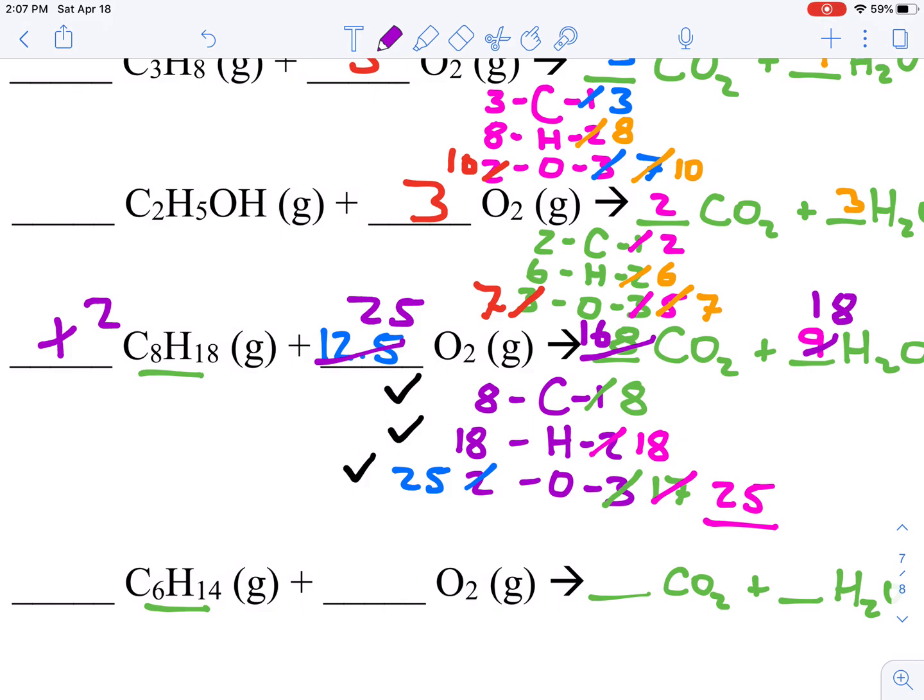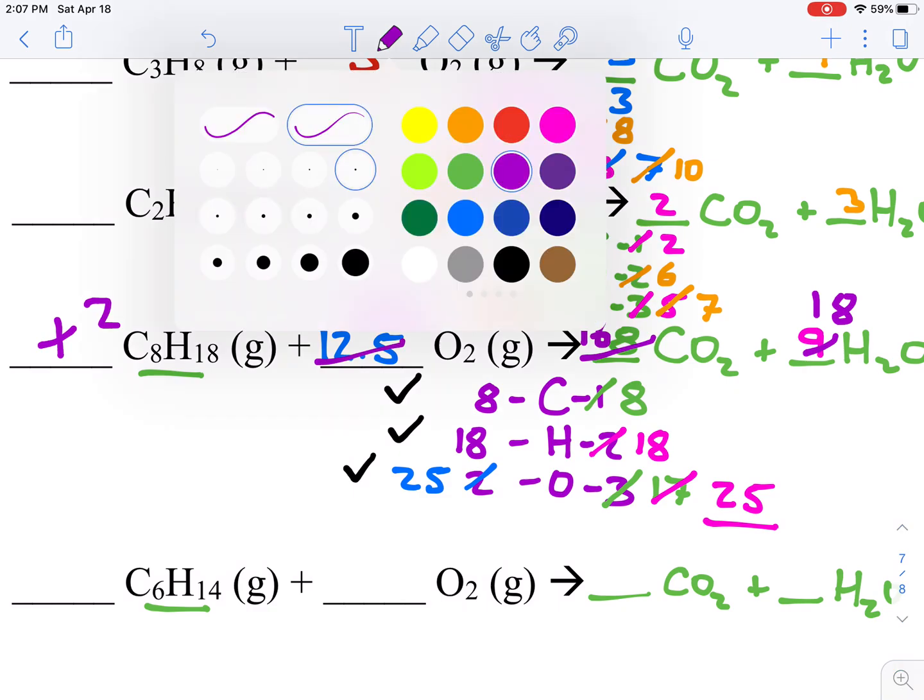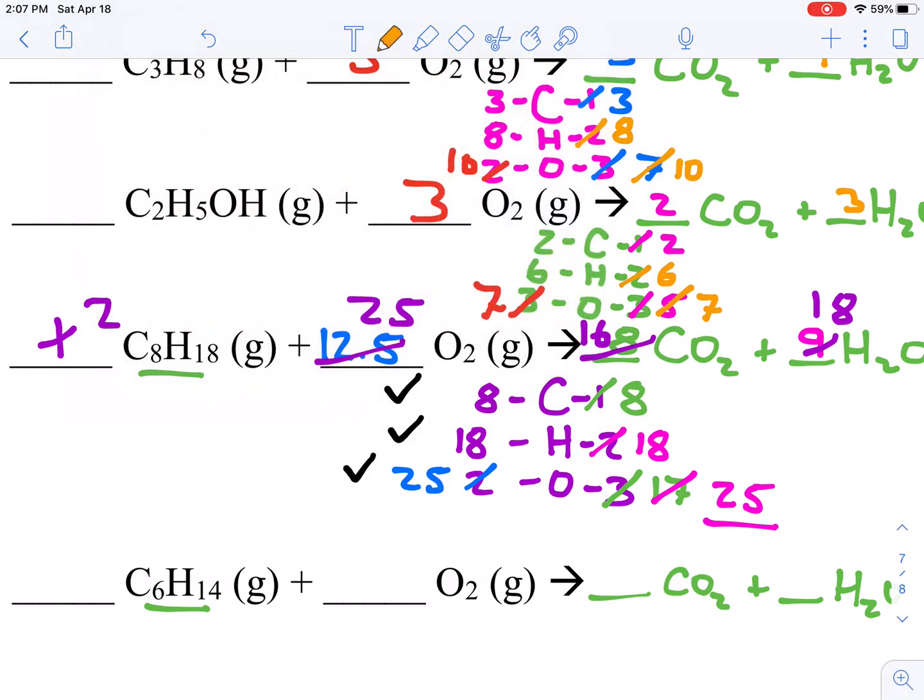You can show your work by crossing out and showing the doubled number. You do not need to erase. Now, we can confirm to ourselves that that worked if we want to. You don't have to do this step, but if it makes you feel better that this is actually correct, you can. So carbons on the left.